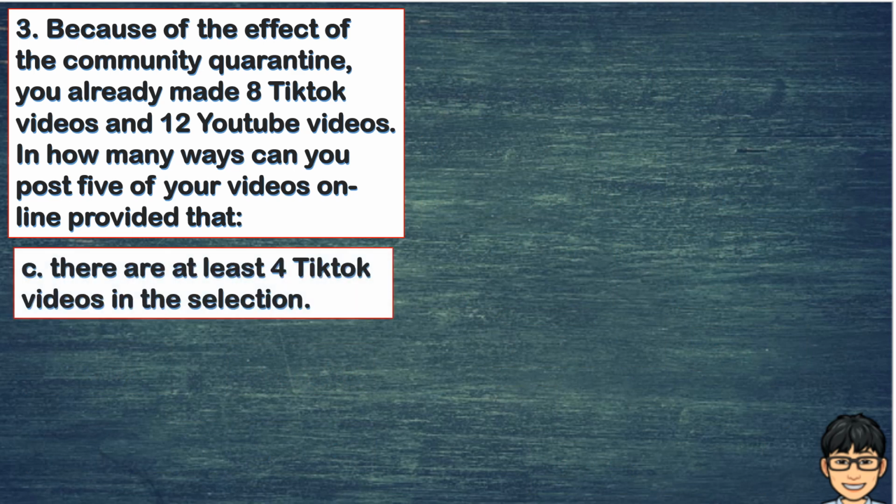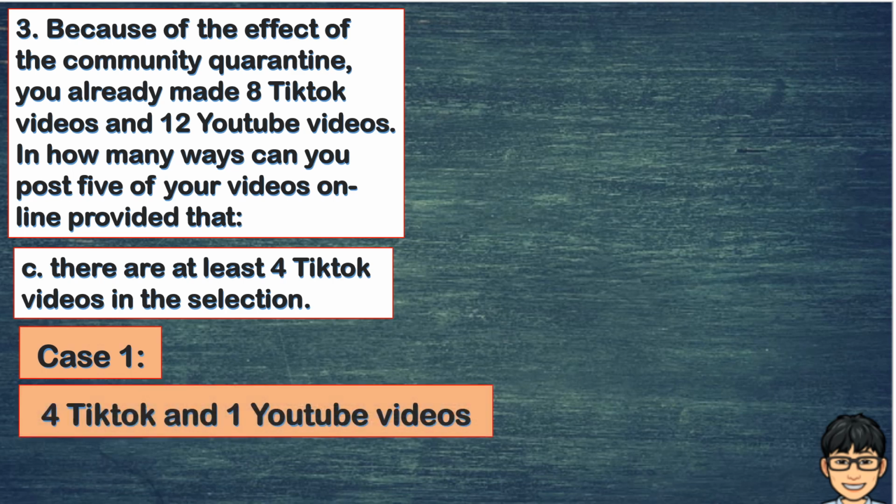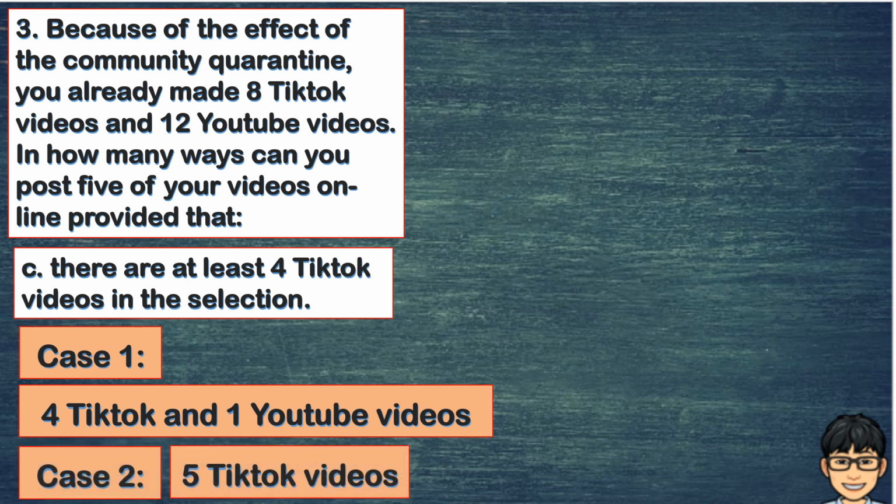Paano naman kung ito ang ating condition? There are at least 4 TikTok videos in the selection. Dahil at least 4 TikTok videos ang ipopost natin online, maaaring 4 o higit pang TikTok videos ang ipopost natin. Sa case ng ating problem, it's either 4 TikTok videos or 5 TikTok videos. So, meron tayong 2 cases. Case 1, 4 TikTok and 1 YouTube videos ang ipopost natin. Or case 2, 5 TikTok videos.